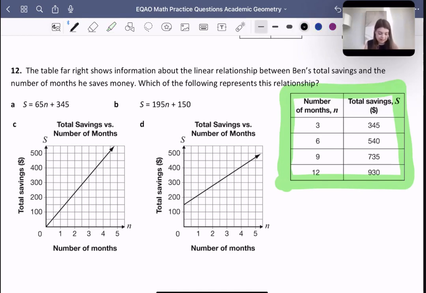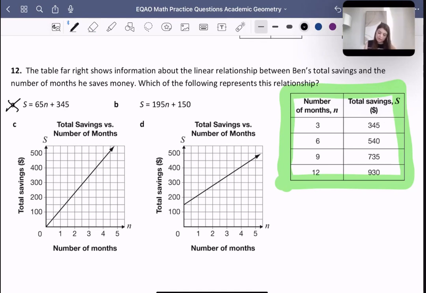It says S equals 65N plus 345. Well, that's not really right because over here we get 345 after 3 months, whereas this equation suggests that we get 345 after 0 months, right? That's our y-intercept. So we would need one of these to be 0, 345 for this to work. So that's a contradiction. So the answer is no, it can't be A.